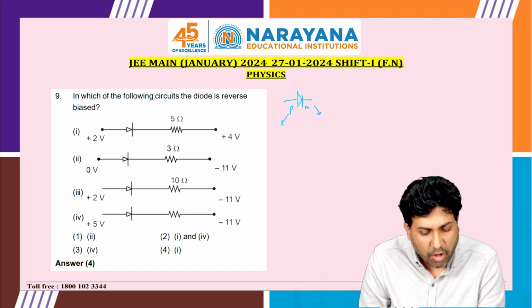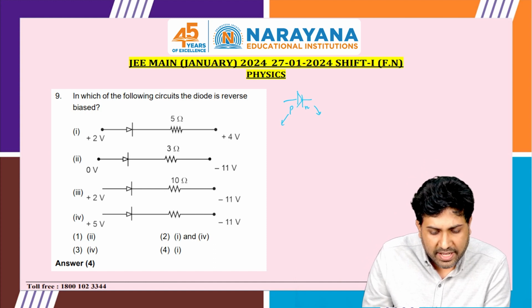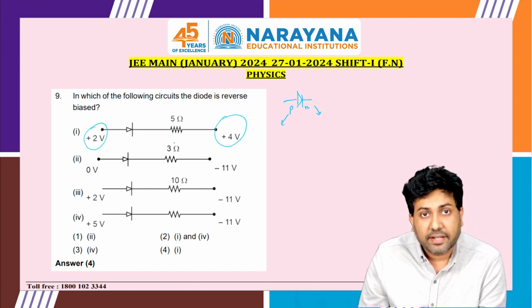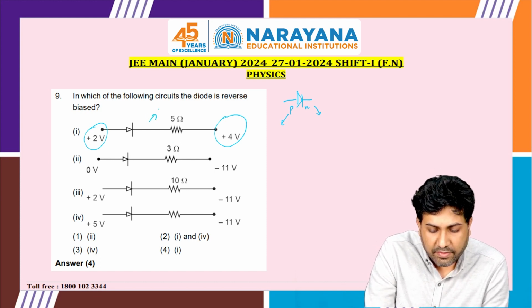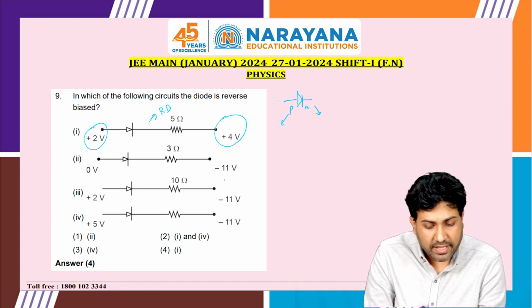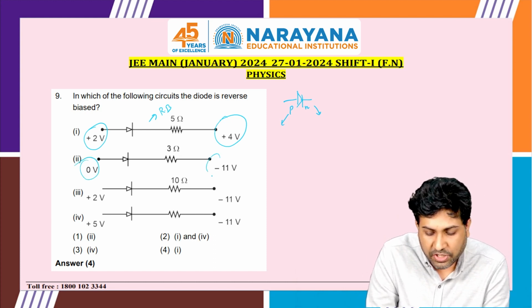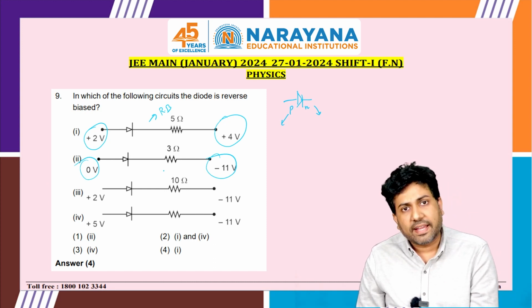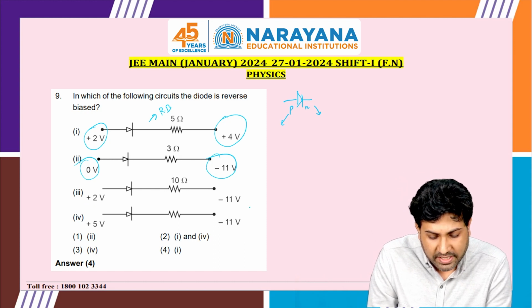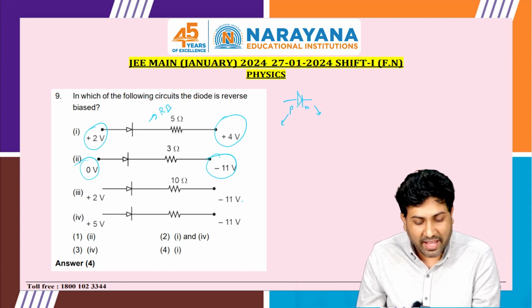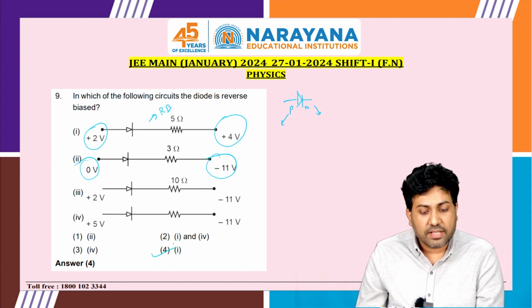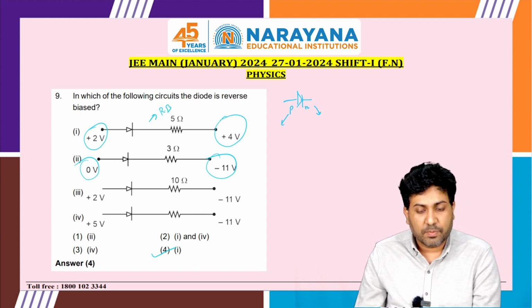Now let's look at the options here. In the first option I can clearly see that the P side is at lower potential compared to the N side. That means definitely this is a reverse bias. In the second option, the P side has higher potential compared to the N side, so it is a forward bias. Same way, the next is also forward bias, even the next is forward bias. So the answer is only the first option, the reverse bias, so the answer will be 4.